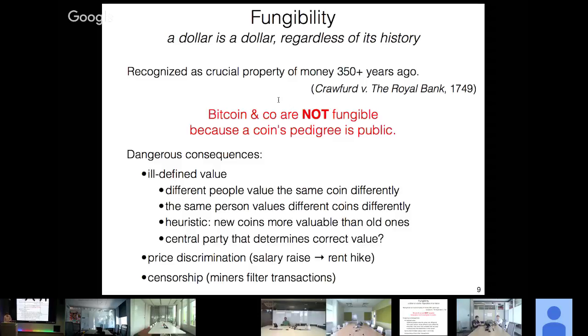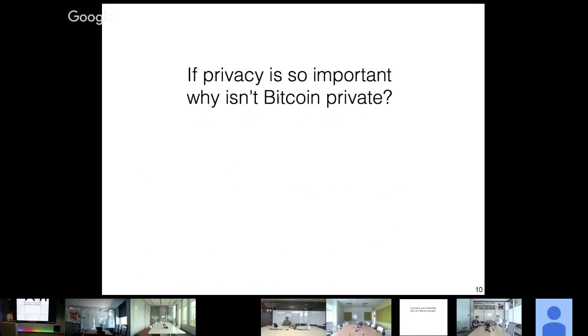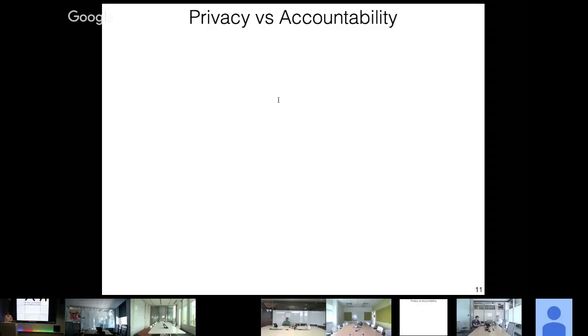All right. Okay, so I think at this point, I hope we're convinced that privacy is an important problem. And why isn't Bitcoin private? Okay, why not? I mean, somebody designed it, they did a good job. Otherwise, why wasn't this on the priority list?